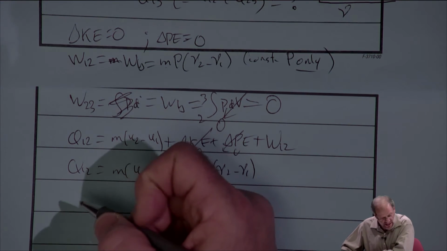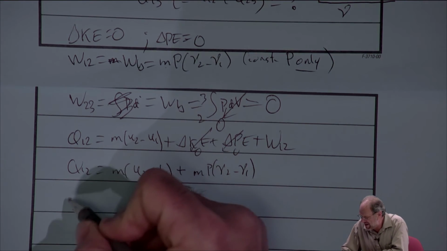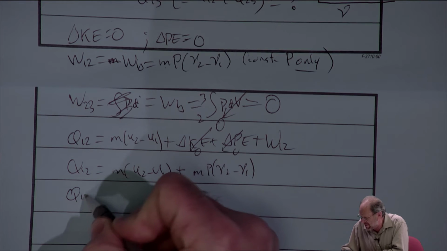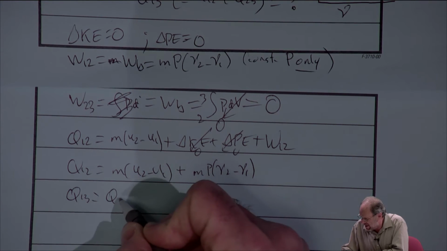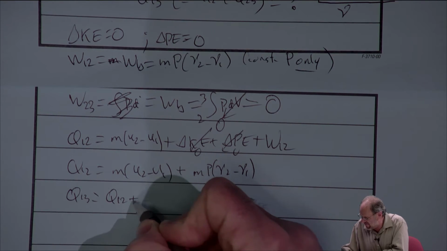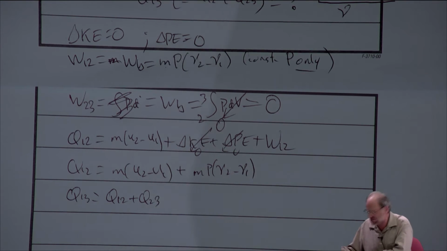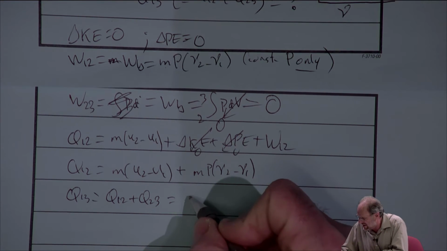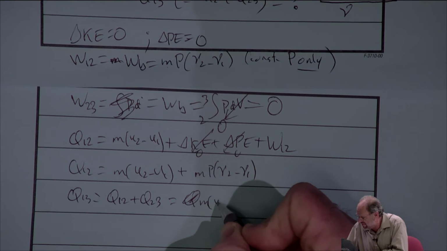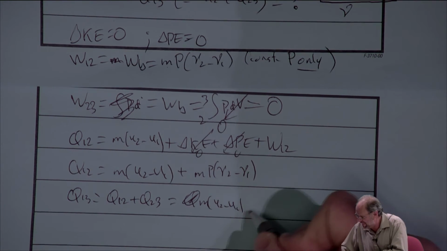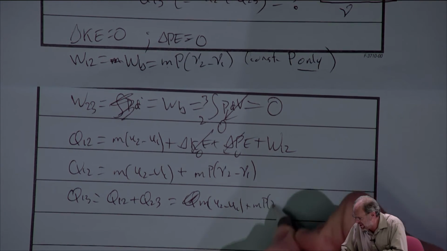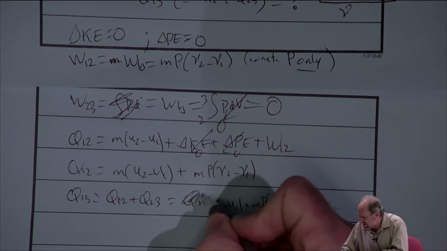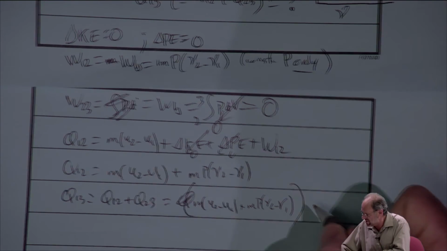Now, to write the heat transfer from 2 to 3, maybe I'll just do it this way. We'll note that the heat transfer from 1 to 3 is just the sum of the heat transfer from 1 to 2 plus the heat transfer from 2 to 3, right? We know the heat transfer from 1 to 2 is above. So m(U2 minus U1), then plus mP(v2 minus v1). So there's the heat transfer from 1 to 2.